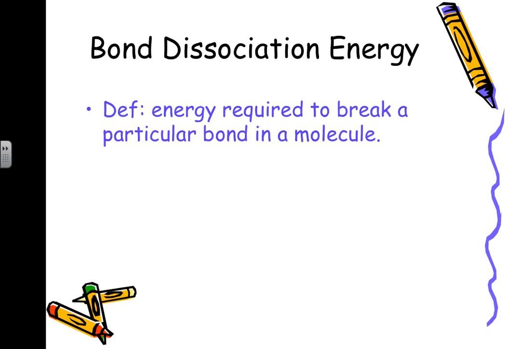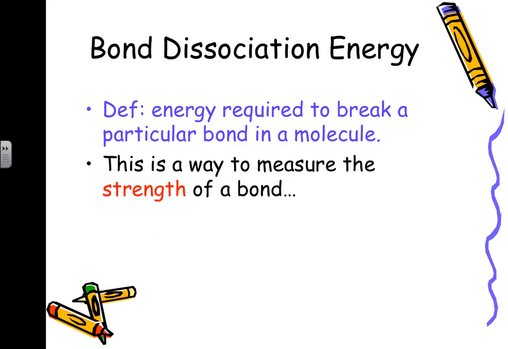So onward we go. One term that you're going to want to be familiar with is what's called bond dissociation energy. And if you think about the word dissociation, when you think about dissolving something in a solution, like for instance salt, when you take salt and dissolve it in water, what you're doing is dissociating the ions, the Na plus and the Cl minus. So the word dissociation means to break apart. So bond dissociation energy, the definition clearly makes sense: energy required to break a particular bond in a molecule.